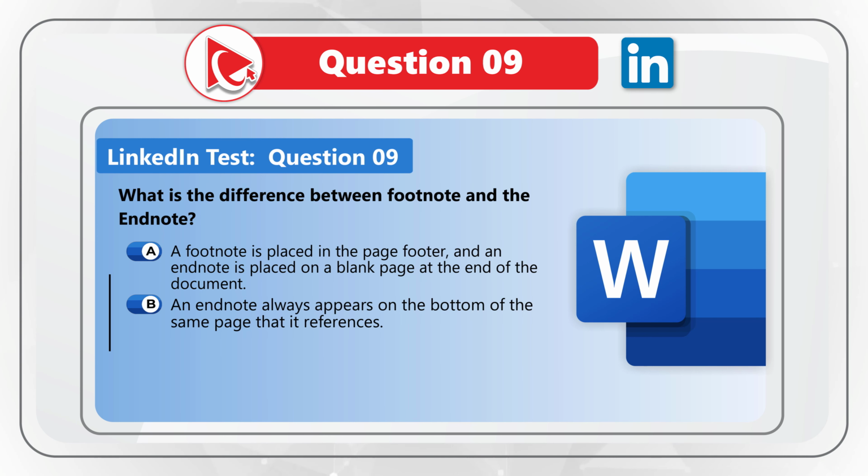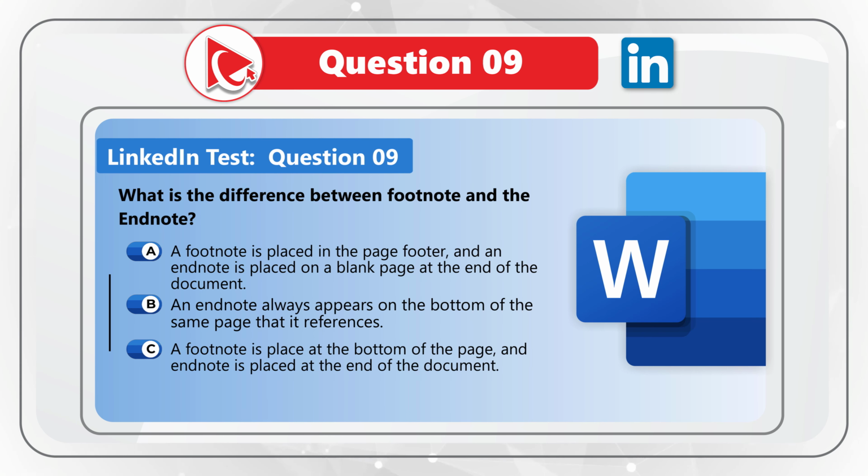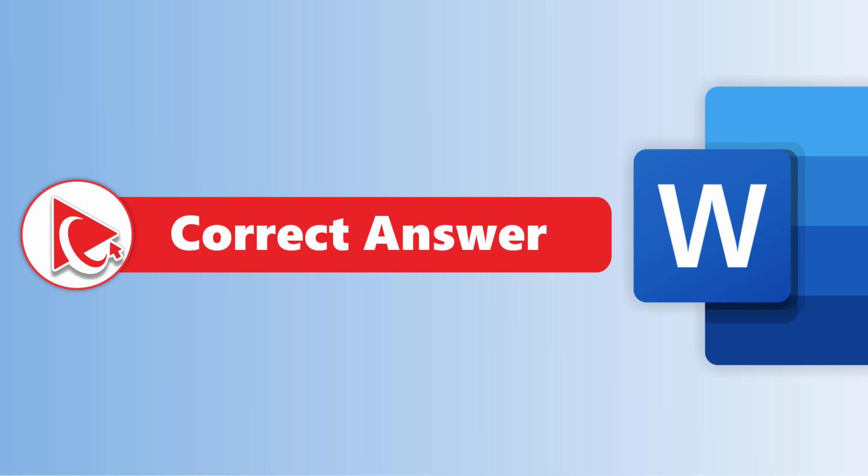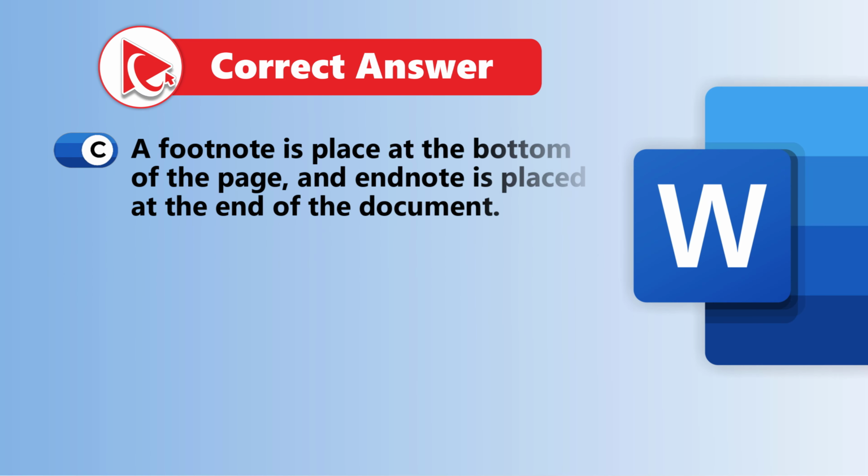Choice B. An endnote always appears on the bottom of the same page that it references. Choice C. A footnote is placed at the bottom of the page and the endnote is placed at the end of the document. And last but not least, choice D. Footnotes use Arabic numerals and endnotes use letters. Do you know the right answer? Well, I think the right answer is choice C.